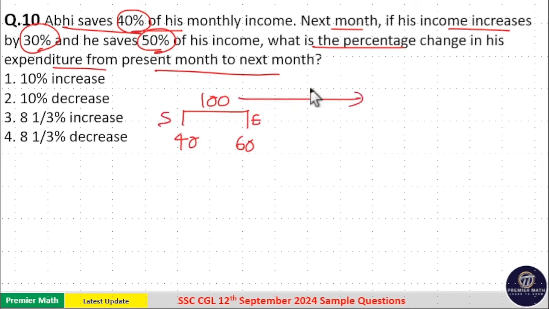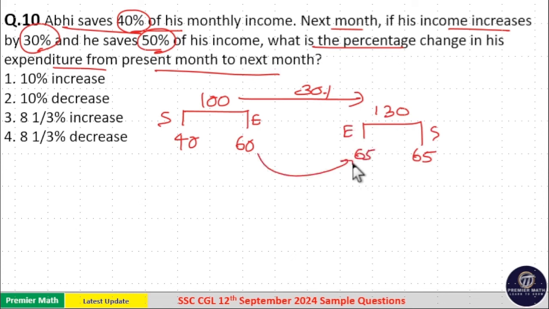Now income increases by 30% means new income is 130 rupees. Out of this, he saves 50%. So 50% of 130 is 1 by 2 of 130, which is 65. Now remaining 65 rupees is his expenditure. Now the increment is plus 5 rupees out of this 60 rupees. Now 5 out of 60. This 5 rupees increment is from 60 rupees.